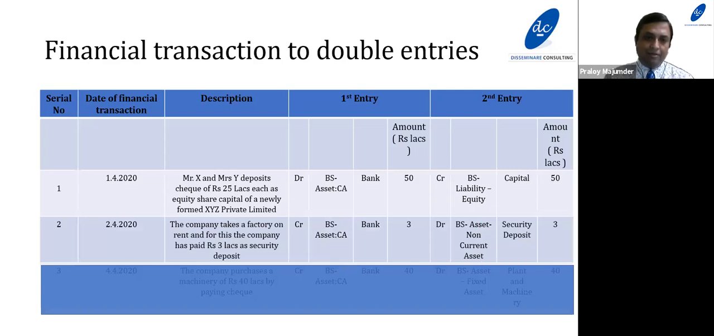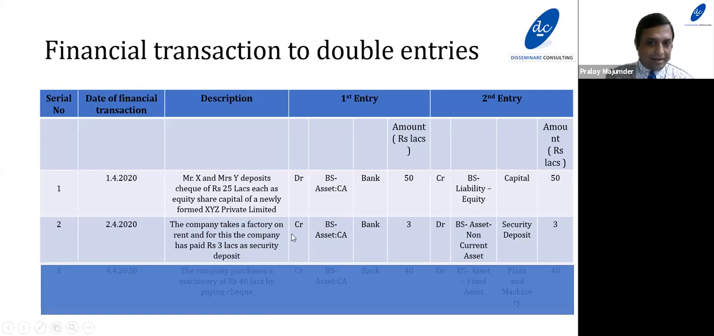Let us take another one. Now the company takes a factory on rent, and for this the company has paid rupees 3 lakhs as security deposit. When a company takes a factory on rent, it has to pay the factory owner a security deposit. So what would be the first entry? It's an outflow. So that's why credit. Balance sheet, asset, current assets, bank, because it is paying by check, amount is 3 lakhs.